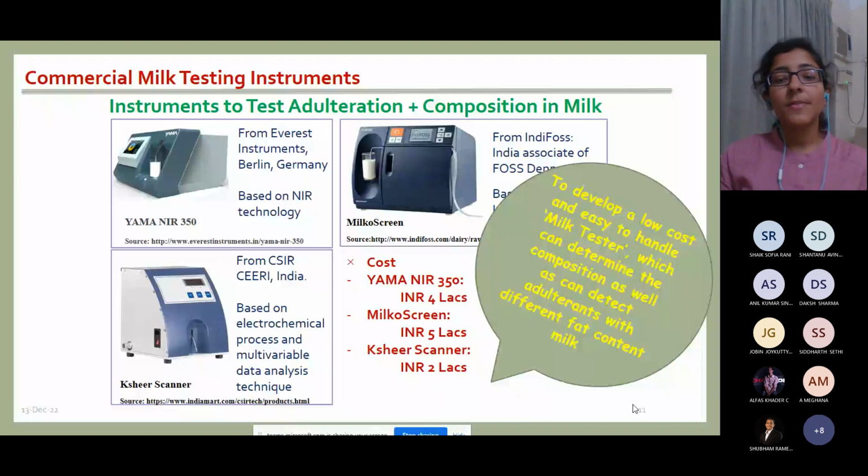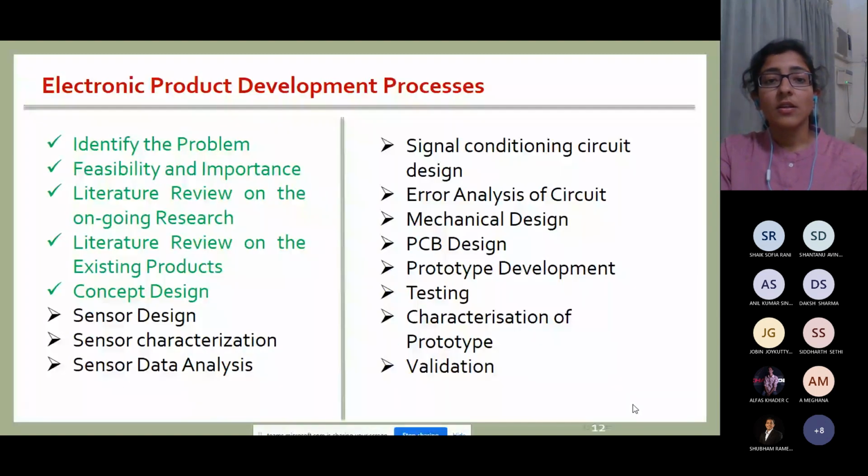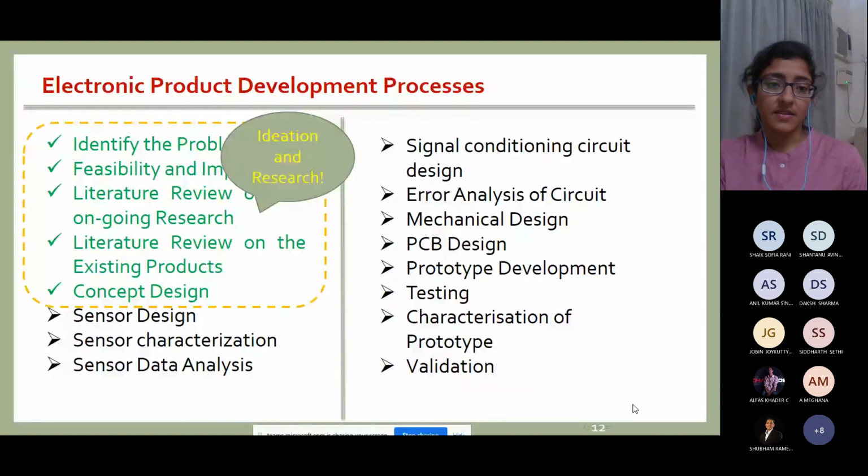Normal people cannot buy an instrument of 4 lakhs or 5 lakhs for milk testing purposes. So this idea came. This total thing is called ideation and research. You have to design the concept too, that I have to make a low cost instrument so that it can be affordable by small industries and households. These are the basic parts of any product development.